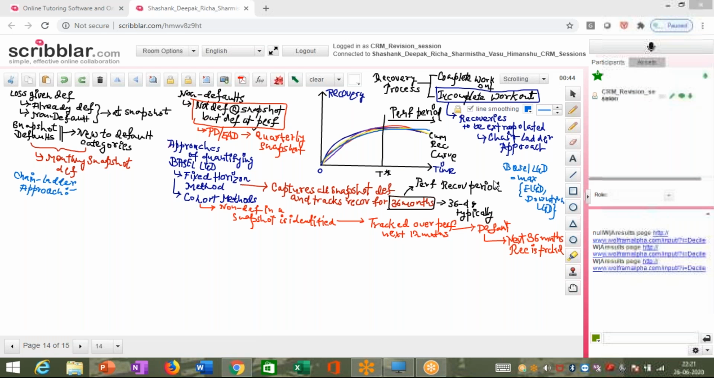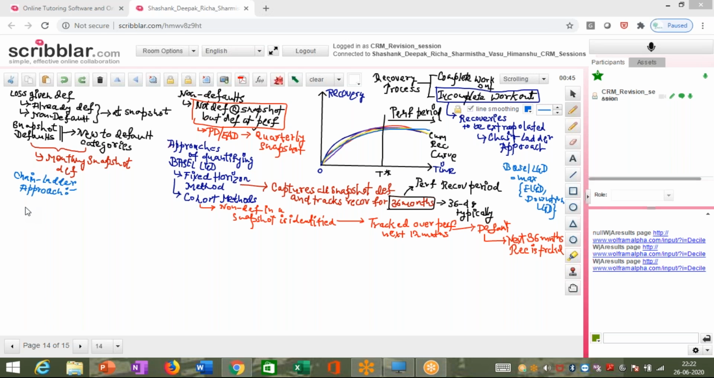Let's say I am working with a time point such that from there I have 36 months of information. But I need the 36 months of performance information for all the records. Right?